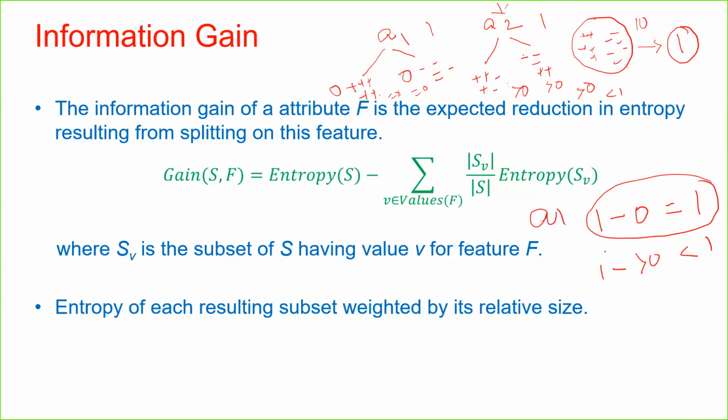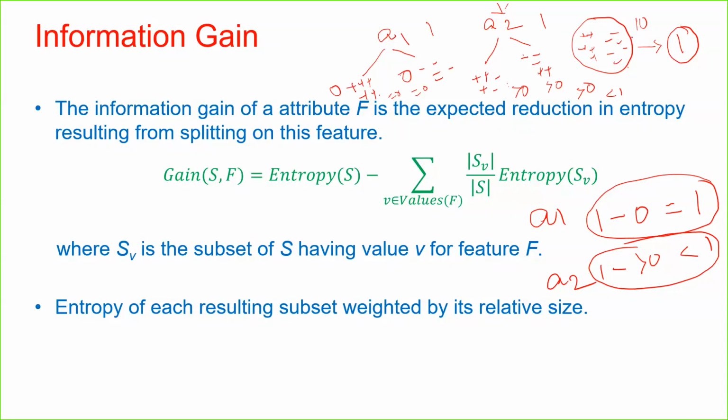Attribute 1. Hello? Should I repeat? So this last section, 1 minus 0. Okay.